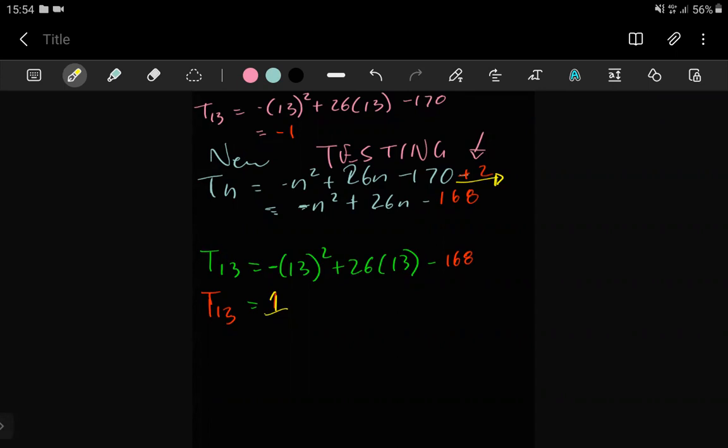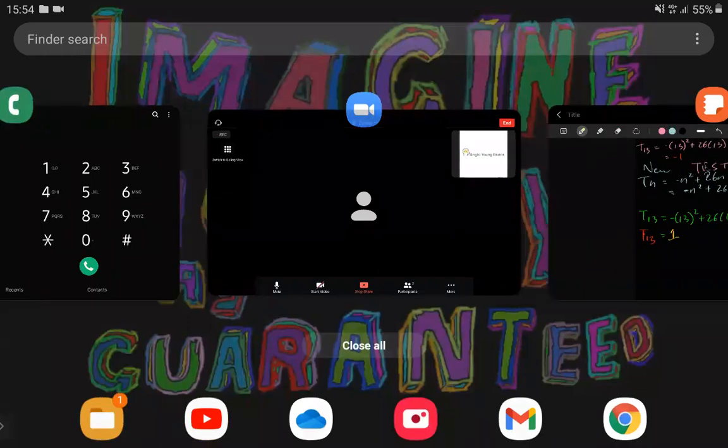Later on, when you learn differentiation, you will be able to use differentiation. Okay, I think I'm good with this question. It wasn't too bad.